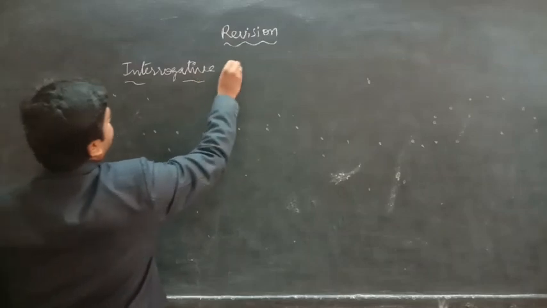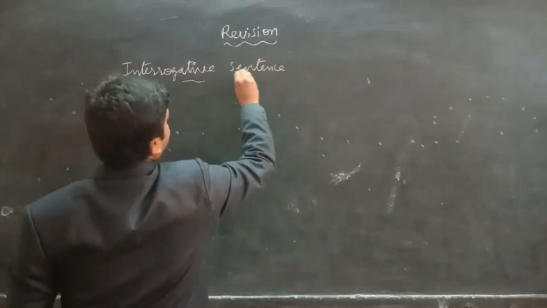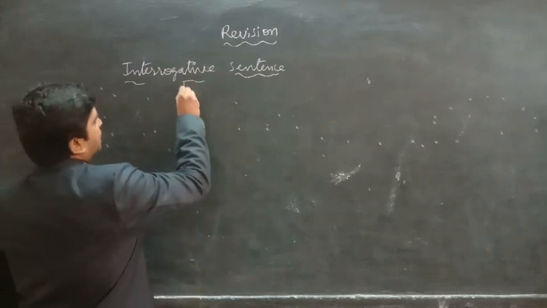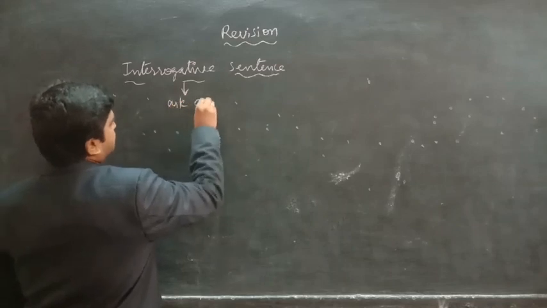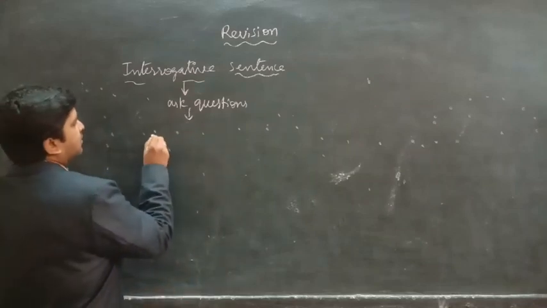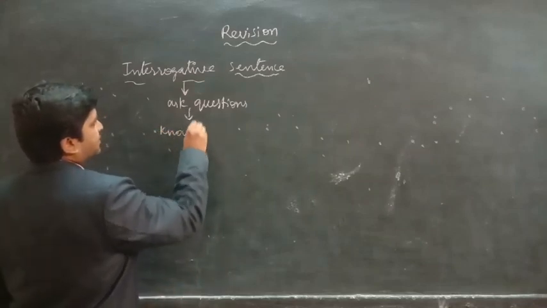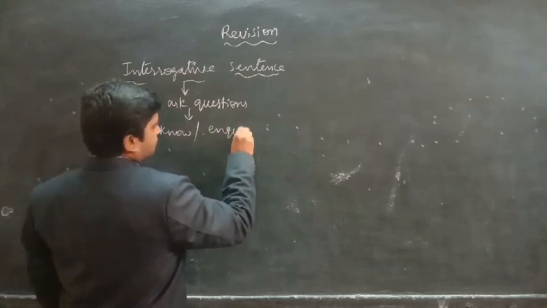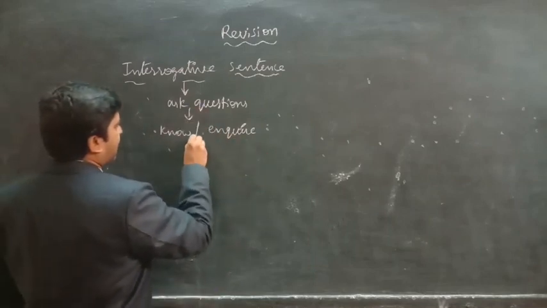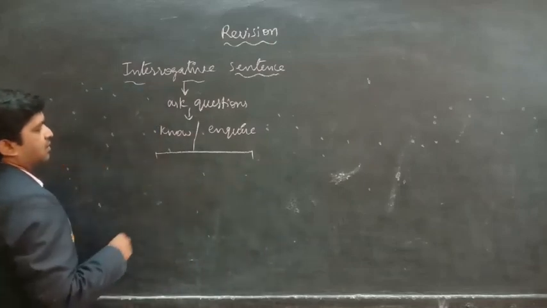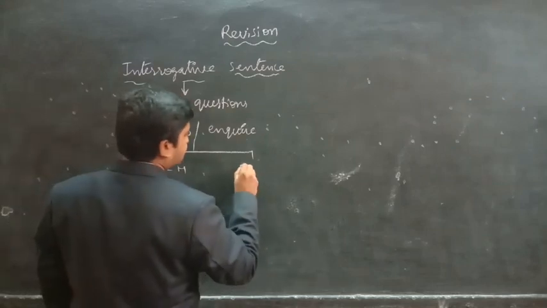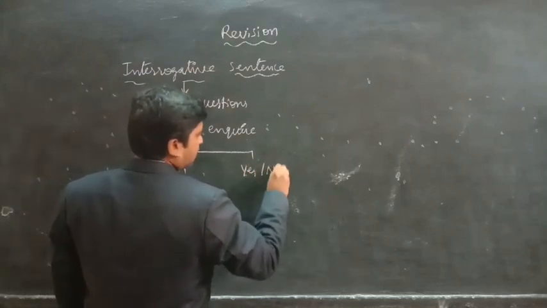Interrogative sentence. In the previous class we learned that we use interrogative sentences to ask questions, generally for knowing or inquiring something. And for knowing or inquiring, we ask questions in two ways. One is WH or H type questions, and the other is yes or no type questions.